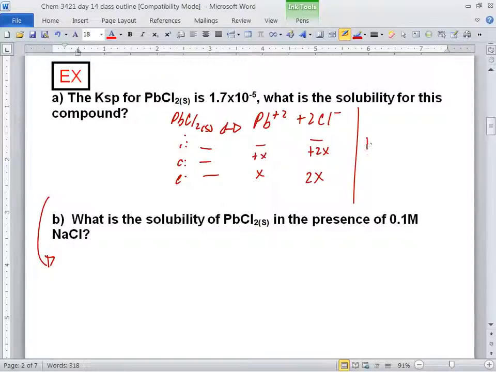So I guess 1.7 times 10 to the negative 5 would be equal to, you'd say what, Ida? What expression? x times 2x all over 1. We just forgot one thing. What did she forget? Squared, yeah. Don't forget to square it. Okay, so you end up with 4x cubed.